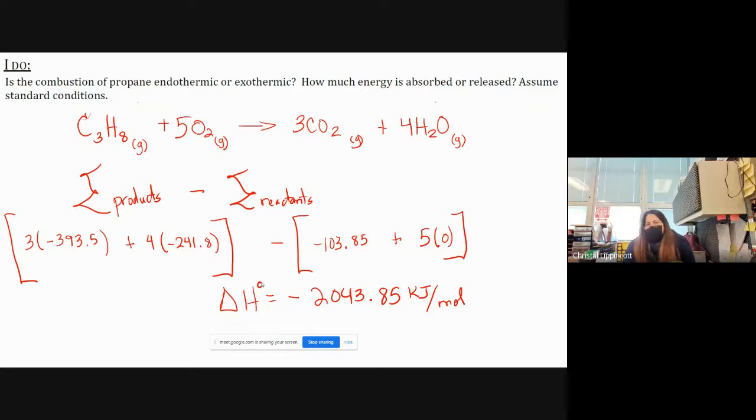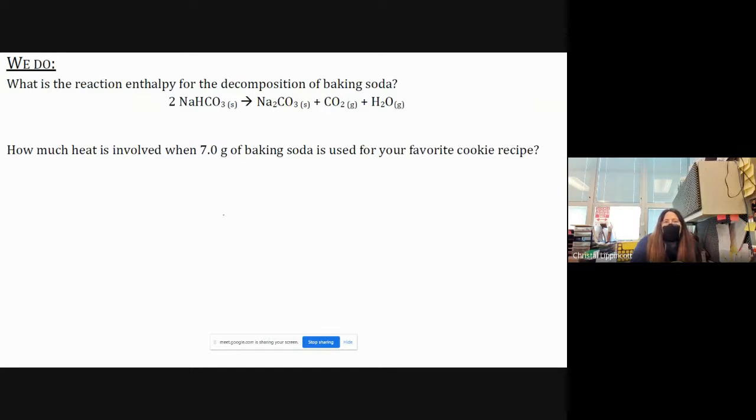That means that it's at standard conditions. Yes, it's exothermic because it has a negative value here. All right. See if you can figure out the enthalpy of reaction for this. Your final answer for that one.